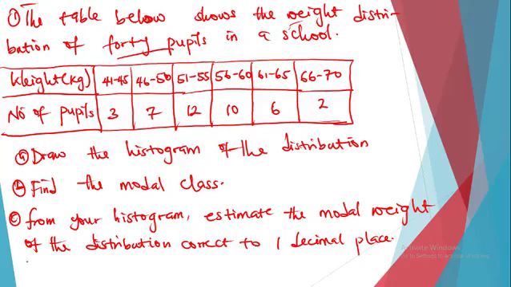Then we have 3 questions here. A, draw the histogram of the distribution. B, find the modal class. Then C, from your histogram, estimate the modal weight of the distribution correct to 1 decimal place. So we should estimate the modal weight of the distribution. Okay, let us start with A.